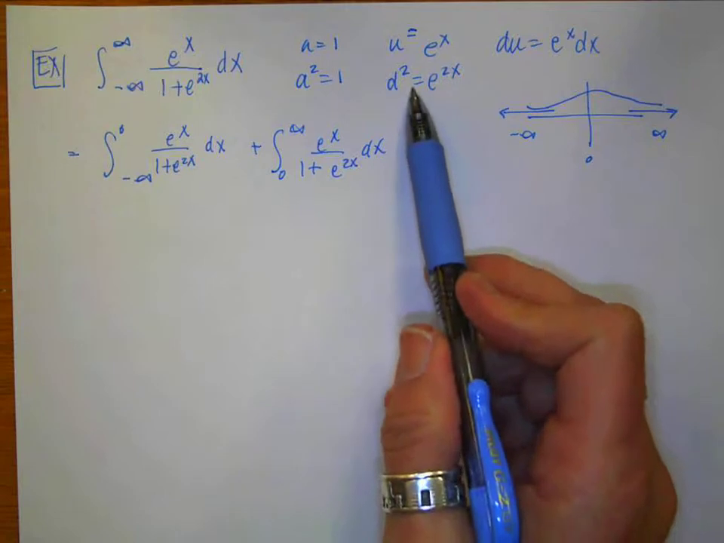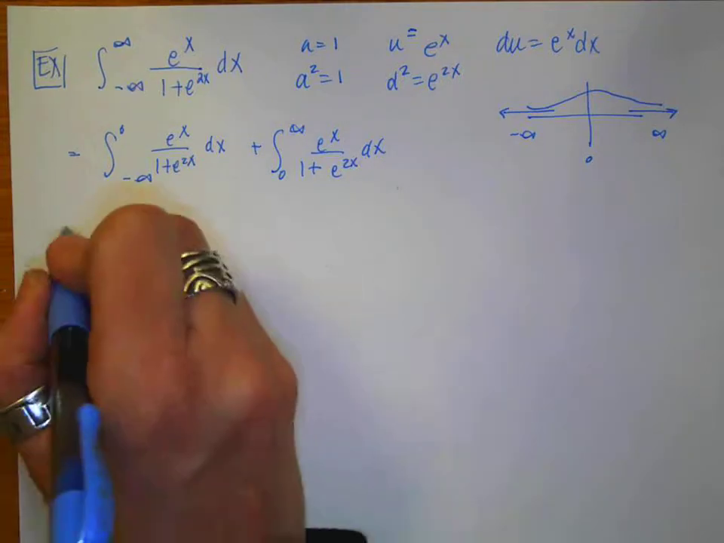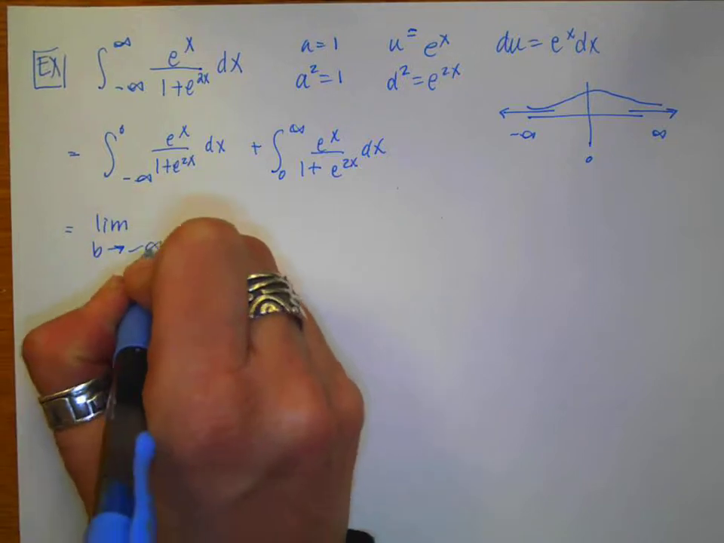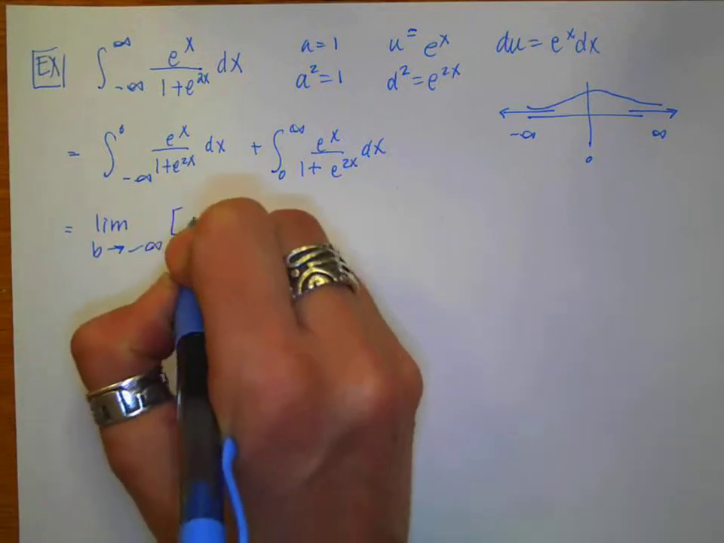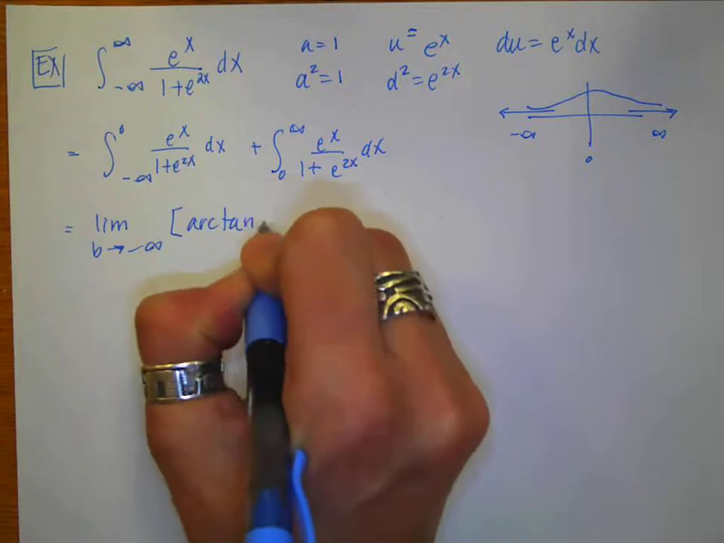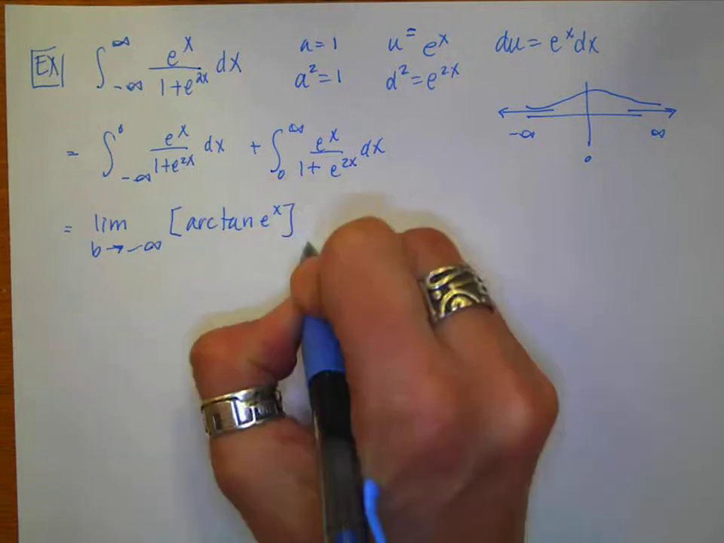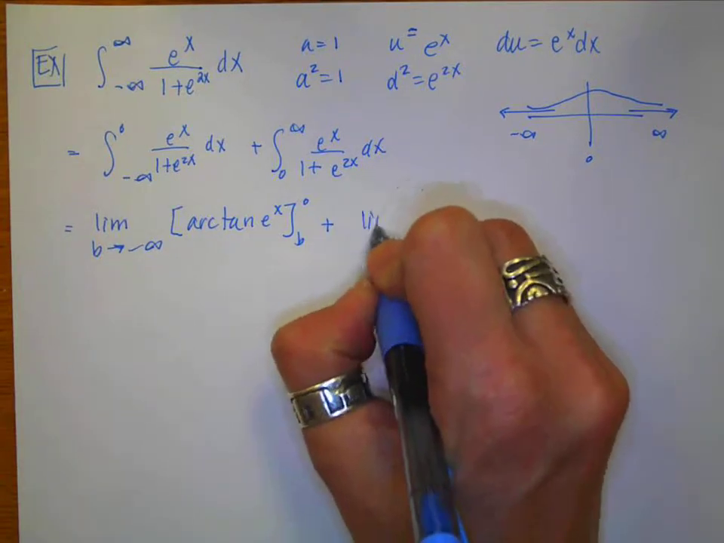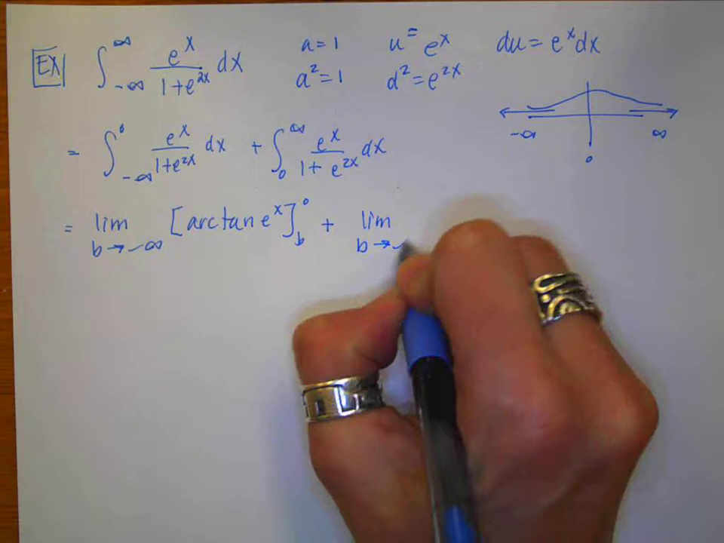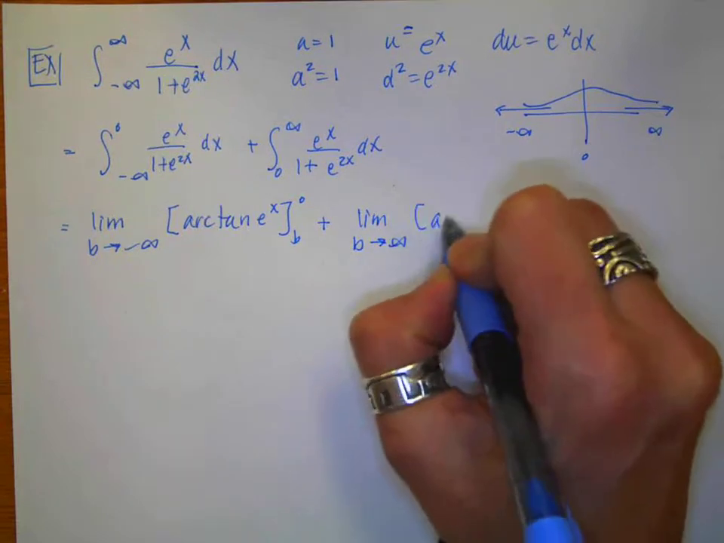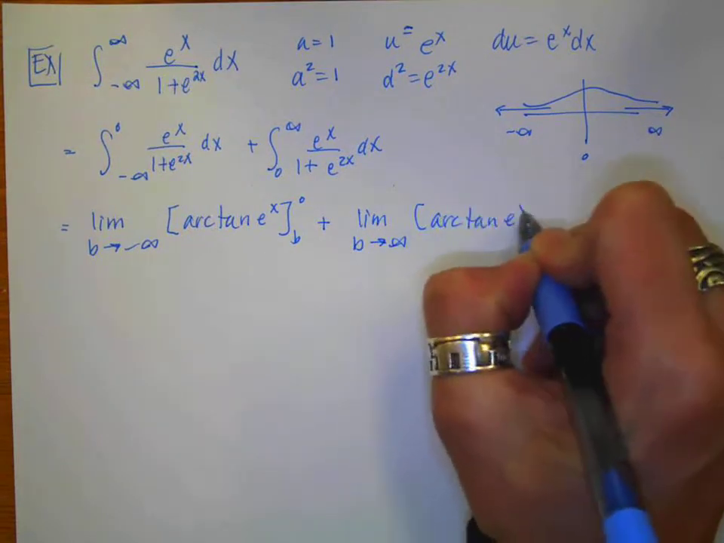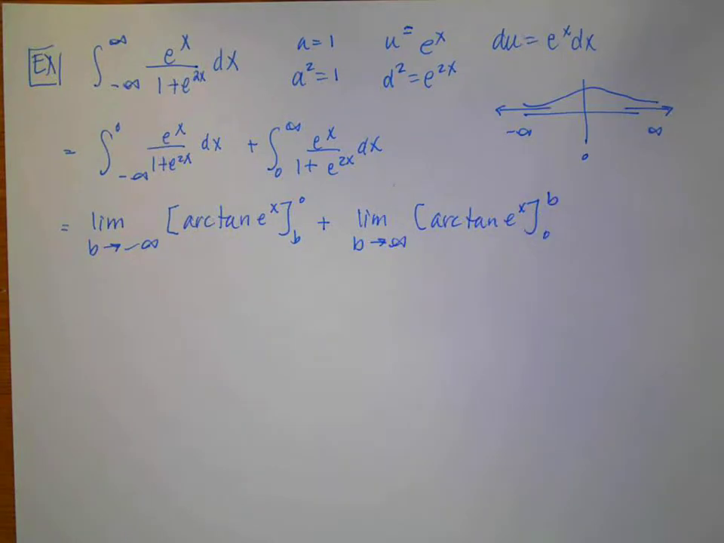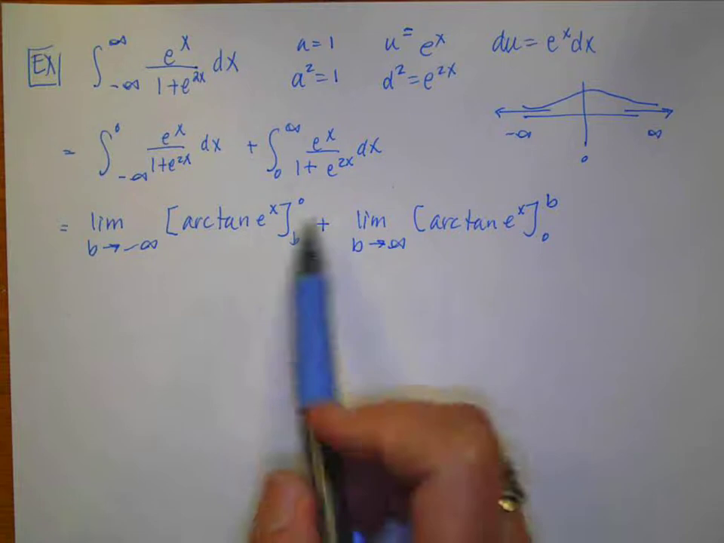And again, we just evaluated this information up here and talked about this. So now I'm going to bring in my limit as b approaches negative infinity, and I'm going to write my arc tangent of e to the x and evaluate from b to 0, and then I'm going to go limit as b approaches positive infinity of my arc tangent of e to the x from 0 to b.